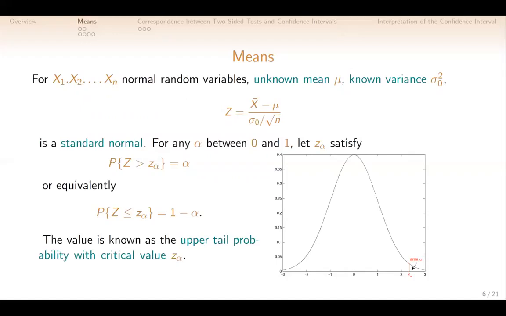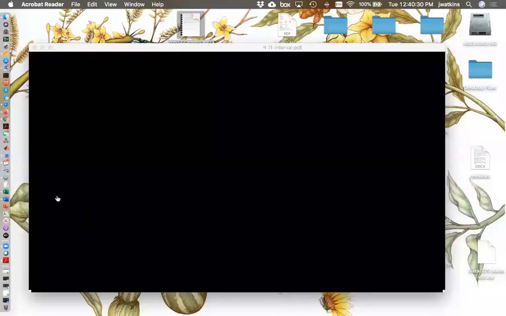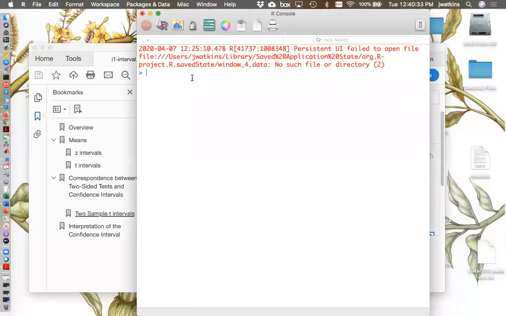If you go back to the old days, you will often see tables, and the tables will list those upper tail probabilities for different values of alpha. But now we just compute it with R. So if you want 2.5% above, you just write qnorm of 0.975. Let's see, you get, might as well do it. Okay, so you get almost 1.96.